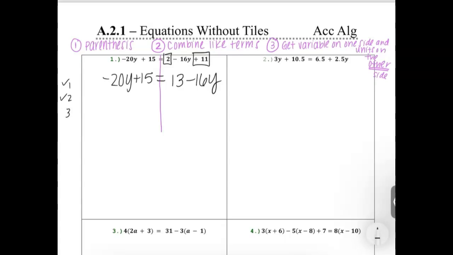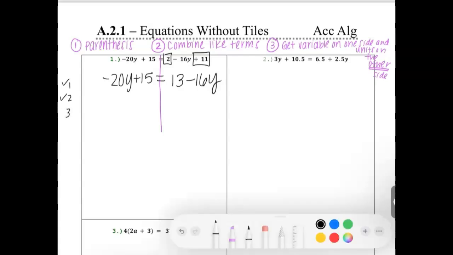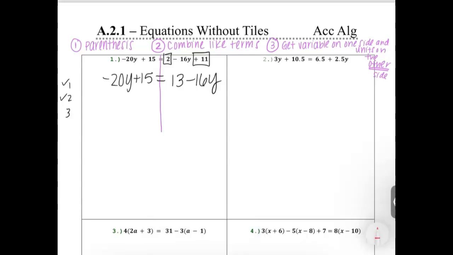So step 3, we want to get the variable onto one side of the equal sign and get the units on the other. It really doesn't matter which side you gather everything on, as long as the like terms are together. So I'm going to get rid of the y on this right side. And remember, the way we get rid of things is we do its opposite. So if we have negative 16 y tiles, we are going to do 16 positive tiles, because now we just made that 0 pair. But remember, to make things equal, if we put it on one side, we have to put 16 positives onto the other.